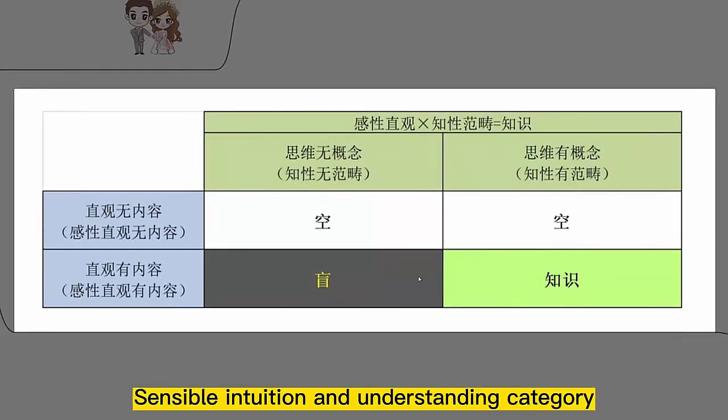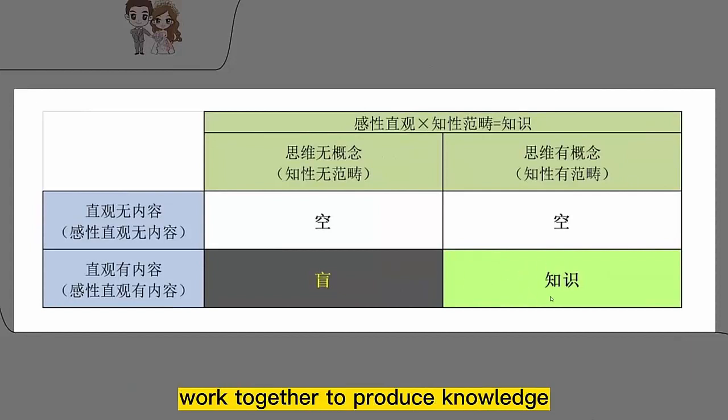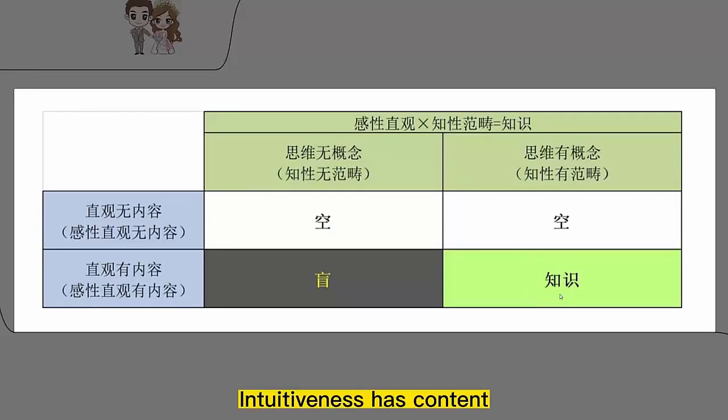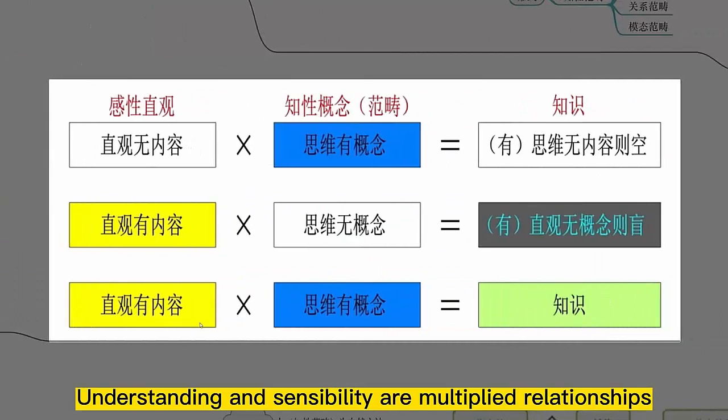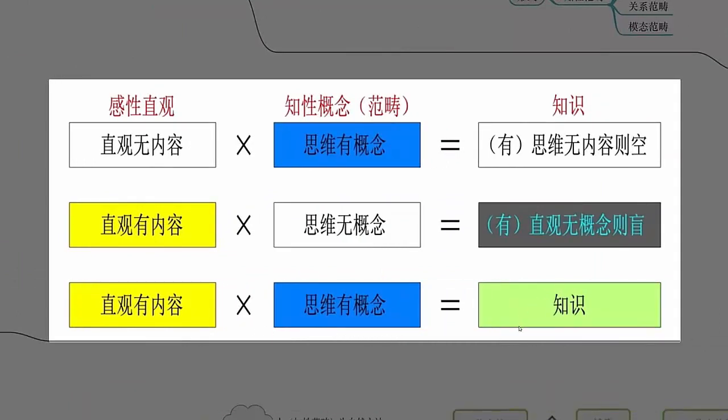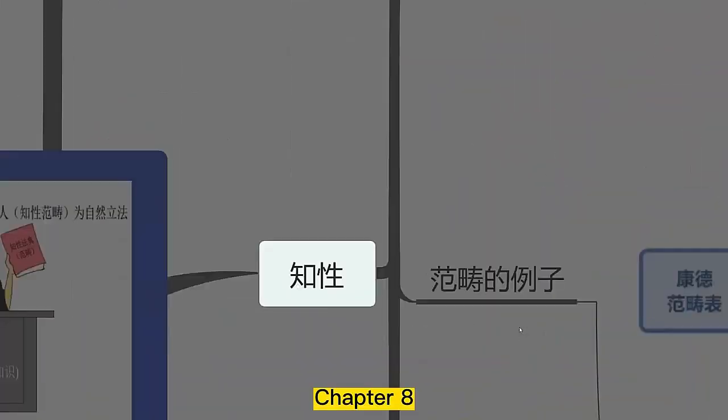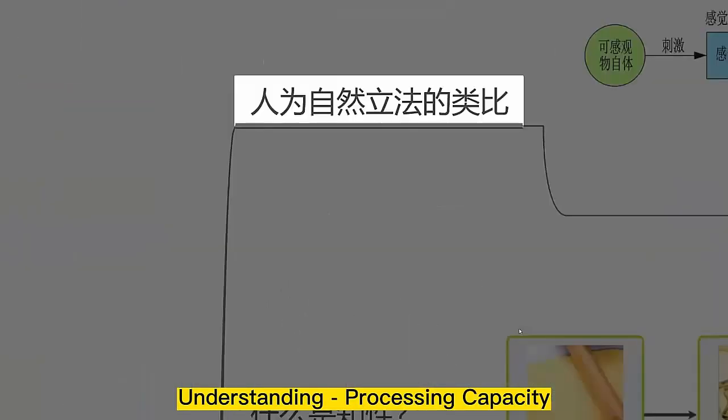Sensible intuition and understanding category work together to produce knowledge. Intuition has content, thinking has concepts, and knowledge is generated. Understanding and sensibility are multiplied relationships, and both are indispensable. Chapter 8: Understanding, Processing Capacity.